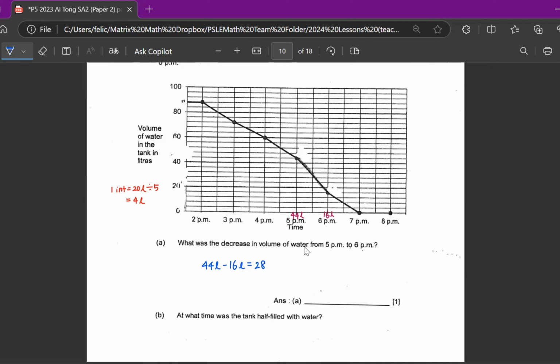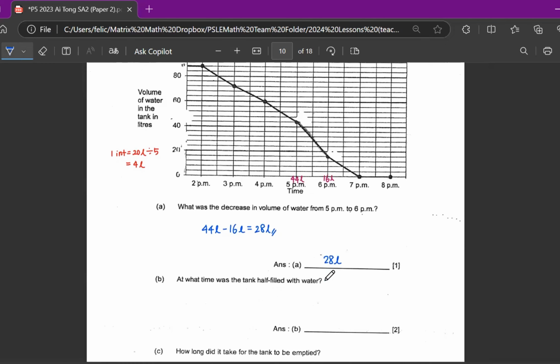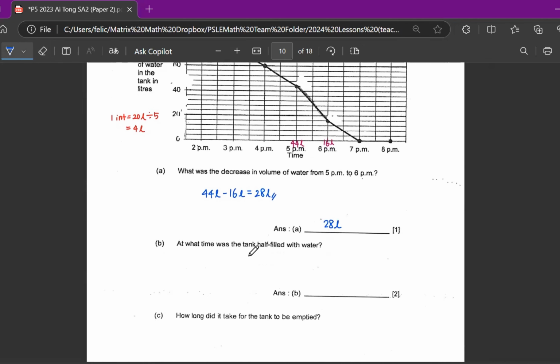Okay, so there's a drop of 28 liters. So that's pretty straightforward still. Okay, the next one. At what time was the tank half filled with water?